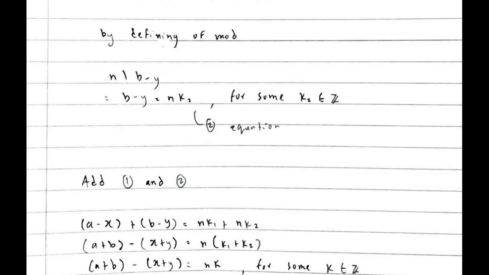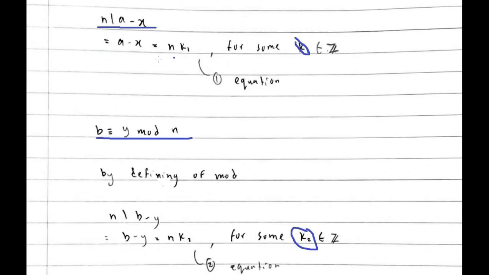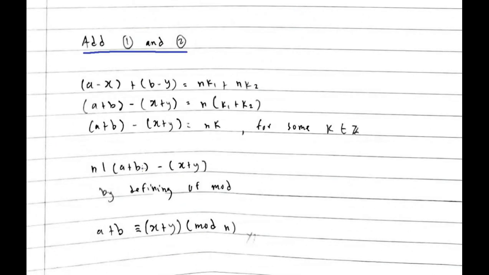So for the second equation, it is also the same. By definition of mod, we get n divides b minus y. This can also be written as b minus y equals n k2. k2 is also an integer, the same as above. And then we add, this is the first equation and this is the second equation. So we add equation 1 and 2.